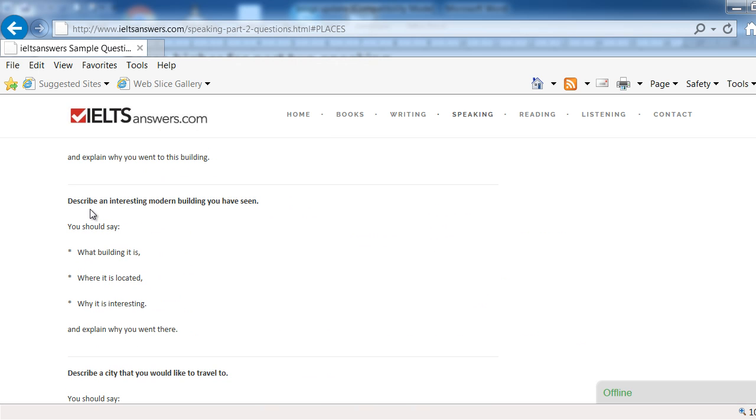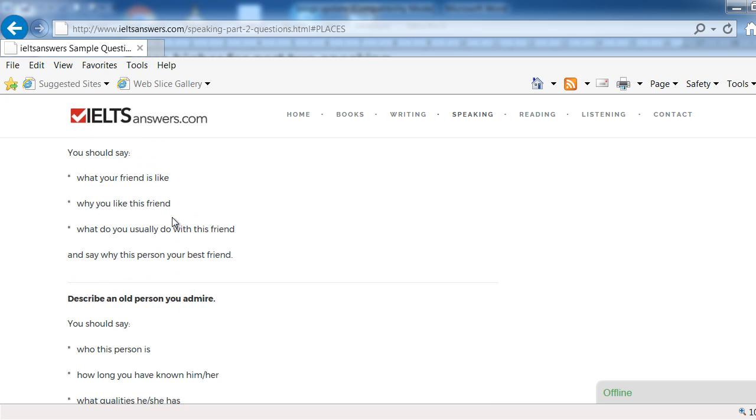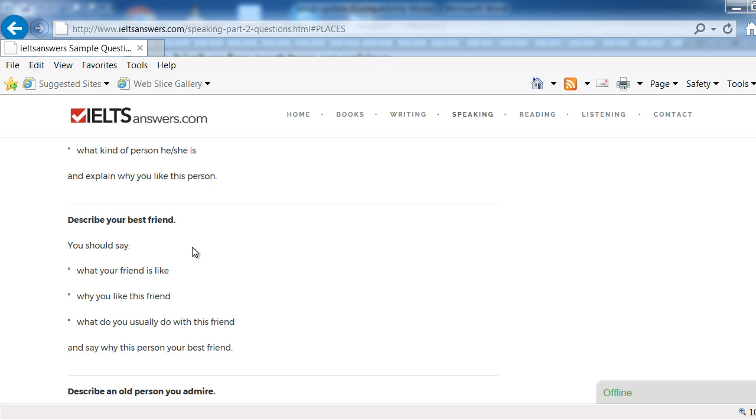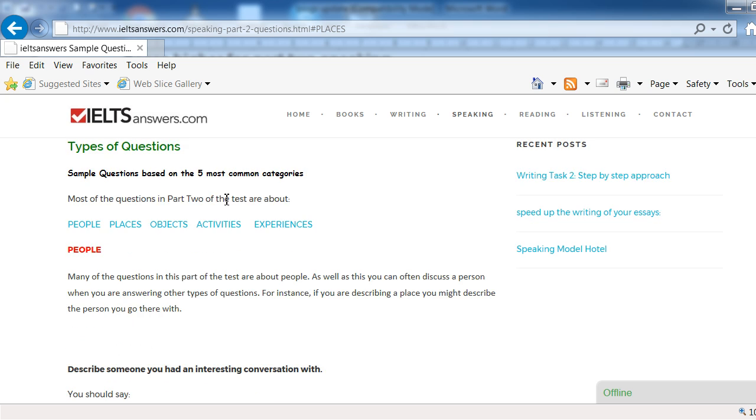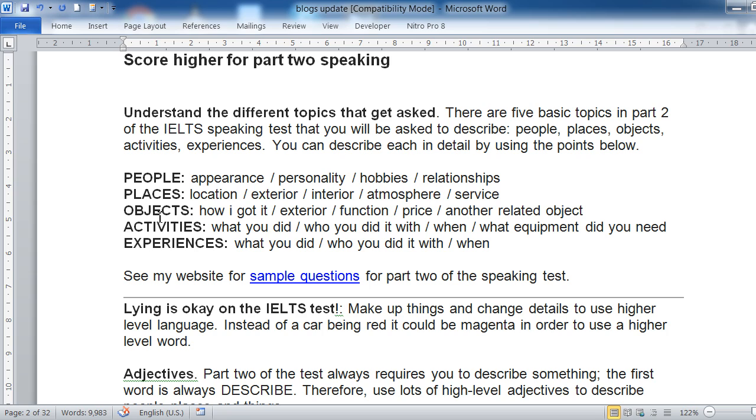Now, if we analyse each question, one thing we can notice is that the first word is always describe. This one, describe an interesting modern building. Describe a city. The first word is always describe, okay, for every single part 2 IELTS task. If you don't believe me, have a look at the Cambridge books of past test papers. The first word is always describe. The part 2 speaking test always asks you to describe something, and I've organised these under the 5 different themes. Okay, probably see it easier here. People, places, objects, activities, and experiences.